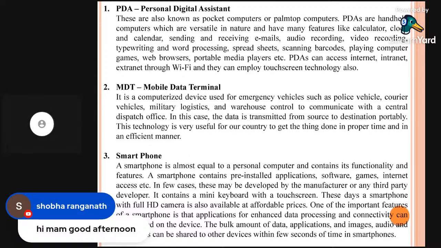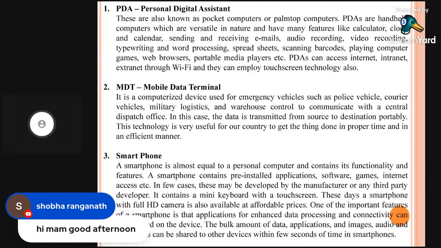Then MDT, the mobile data terminal. It is a computerized device used for emergency vehicles like police vehicles or courier vehicles, and even military logistics use this, and for warehouse controlled communication. In such things, this mobile data terminal is used. Here the data is transmitted from source to destination portably, and this technology is very useful for getting things done in a proper time and in an efficient manner.